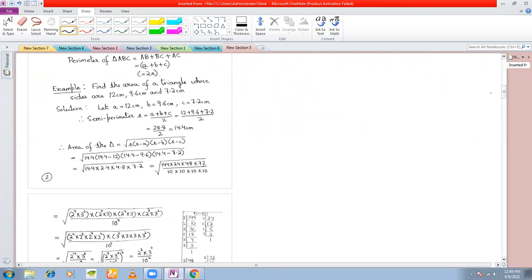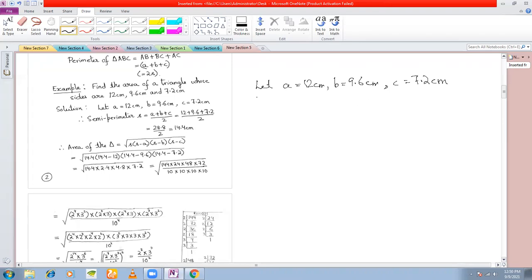The question here is: find the area of the triangle whose sides are 12 centimeter, 9.6 centimeter, and 7.2 centimeter. So all the lengths of the sides are given. And just remember that you can apply this formula only when you know all the lengths of the sides. If you don't know all the lengths of the sides, you will not be able to apply Heron's formula. Okay. So I start by saying let A is equal to 12 centimeter, B is equal to 9.6 centimeter, and C is equal to 7.2 centimeter.